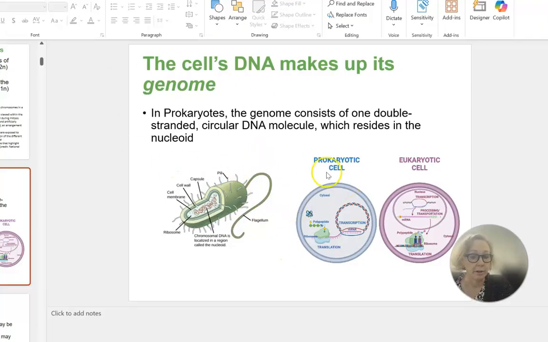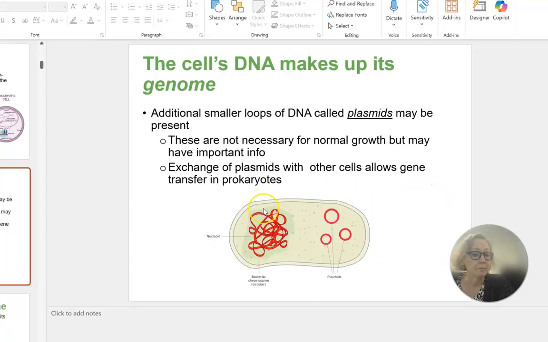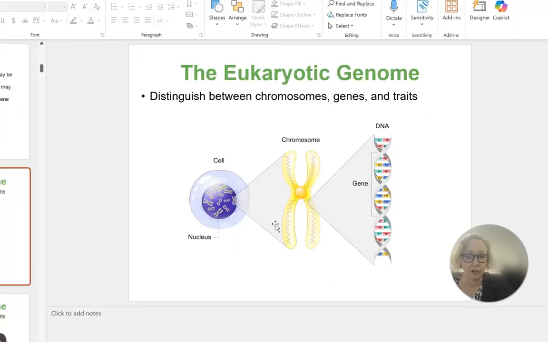Again, prokaryote, no nucleus. Eukaryote, there is a nucleus. Again, prokaryotes have plasmids. They have this bacterial chromosome. It's one big giant thing. Just reminders, the eukaryotic genome.